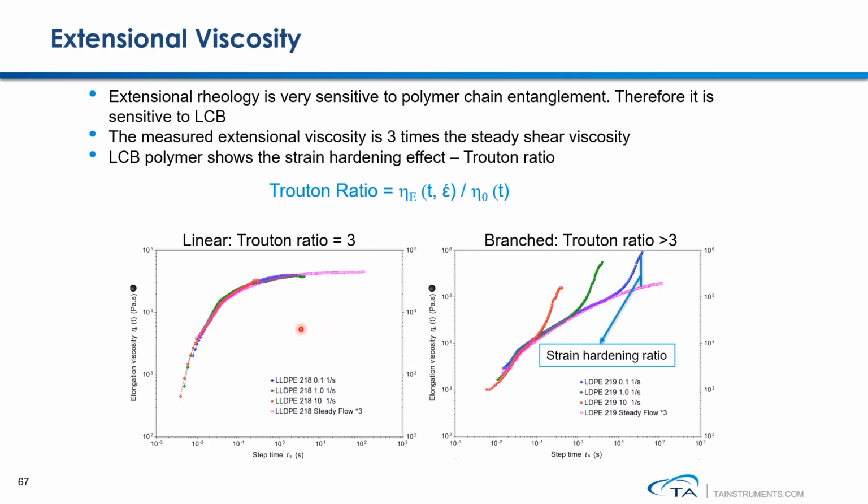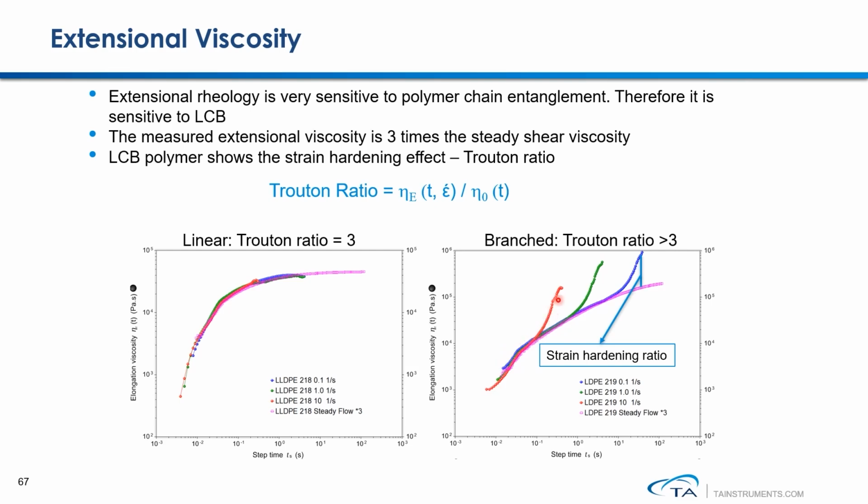LLDPE is a linear polymer. This data shows the LLDPE's extensional viscosity measured at different extensional rates. This extensional viscosity value is equal to 3 times the steady shear flow viscosity. When testing the extensional viscosity of a polymer containing a long chain branching structure, you will observe that the extensional viscosity curve shows a strain hardening effect.